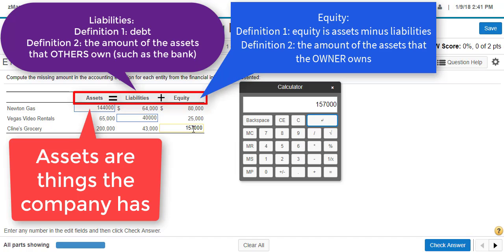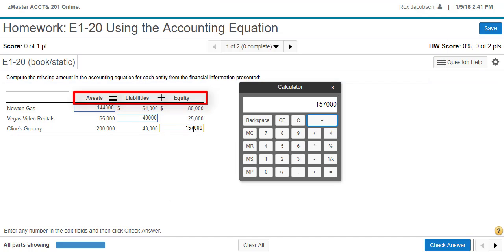Now you can enter commas in here if you like, if it helps you read the numbers better. Notice I'm going to put a comma in here. That's just optional. So notice I did not put commas here, I did not put commas here, but I did put commas here. So it'll accept either one of these.